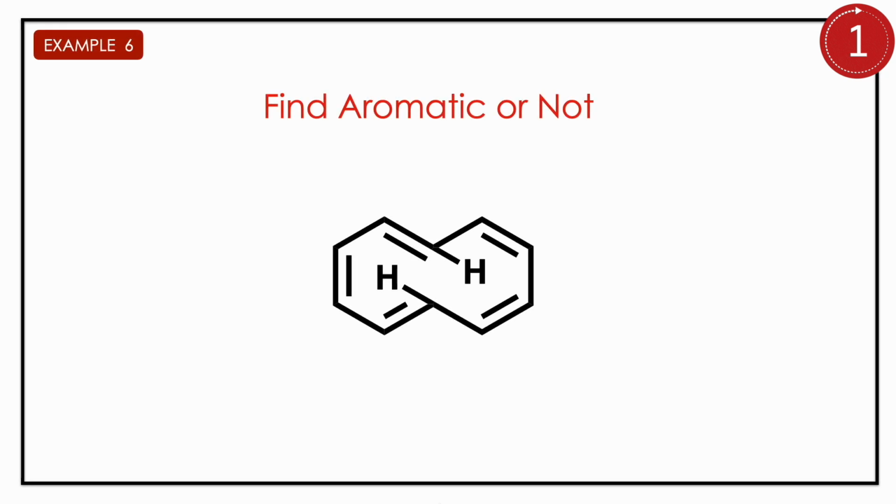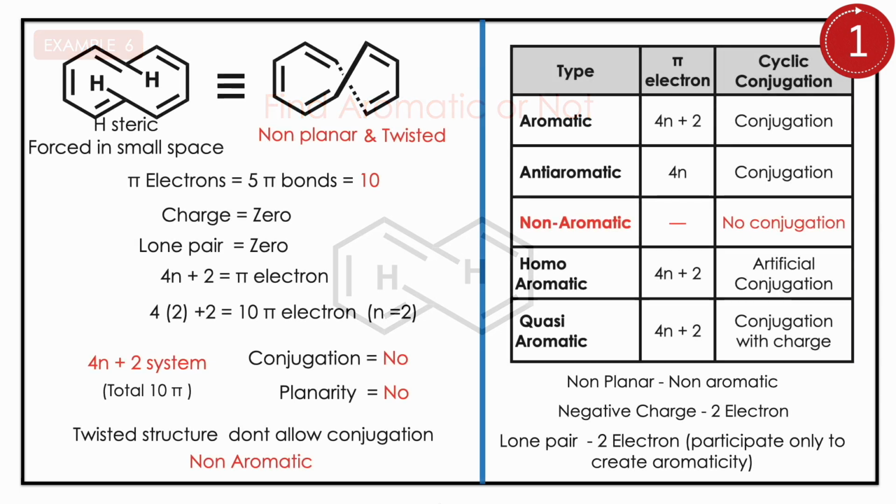Then the next example, you have a 10 carbon system, which is a continuous cyclic compound with 5 pi bonds and you have hydrogens. You should find whether the given compound is aromatic or not. Here the compound is given. By blind sight you might commit the mistake because hydrogens are steric. The steric hydrogen forces the structure to be twisted. So the structure need not be linear or planar, and need not be conjugated. So total aromaticity is destroyed.